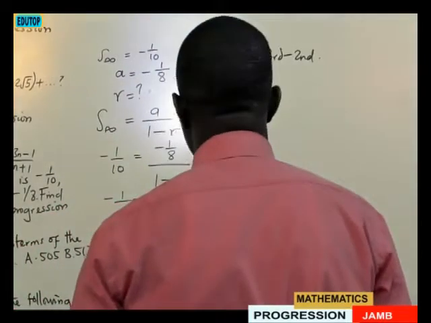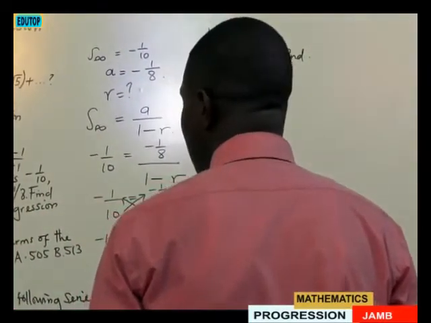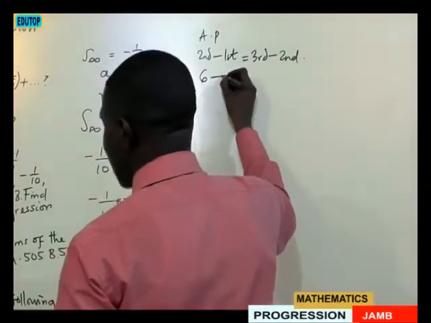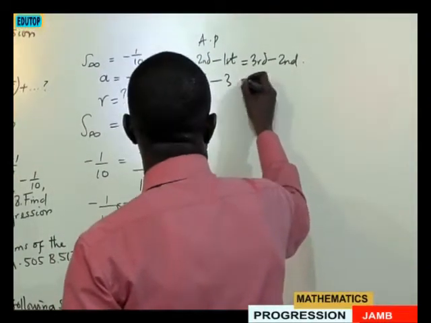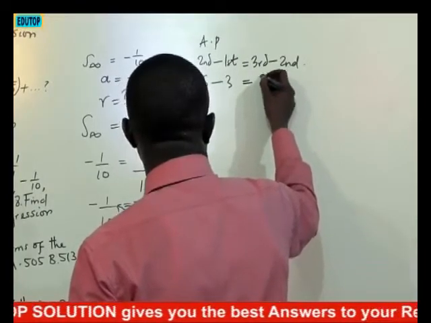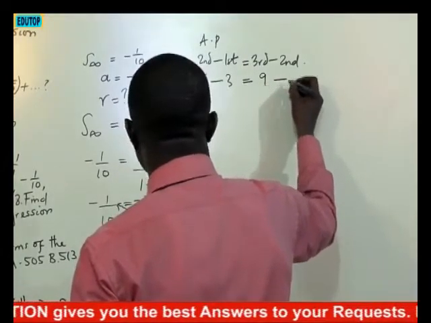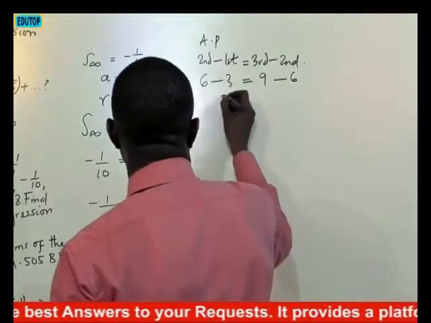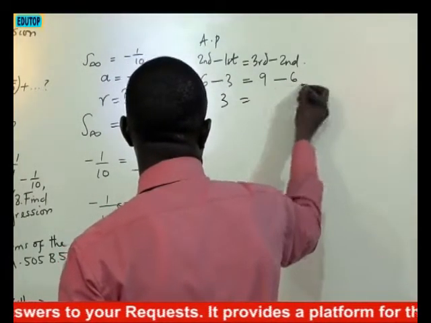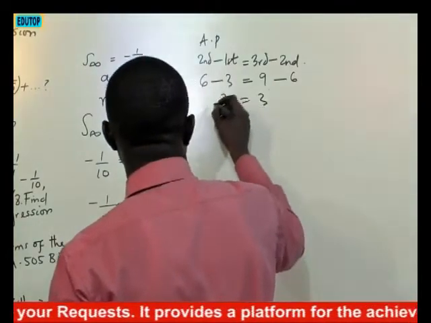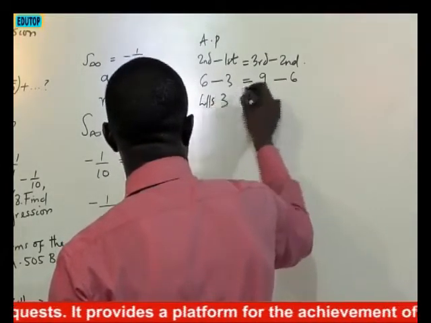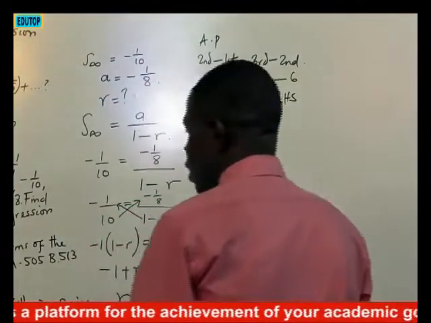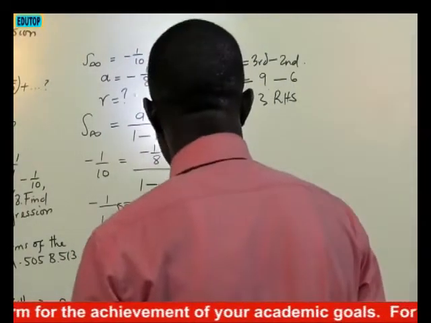So let's see. What is the second term? The second term here is 6, minus the first term. What's the first term? 3. Must be equal to the third term. What's the third term? 9, minus the second term, 6. 6 minus 3, 3. 9 minus 6, 3. So automatically, since the left hand side is equal to the right hand side, this sequence is in AP.